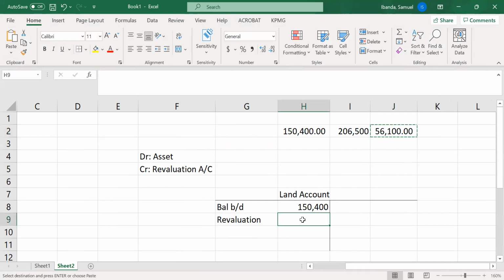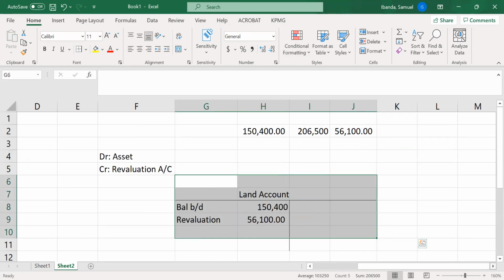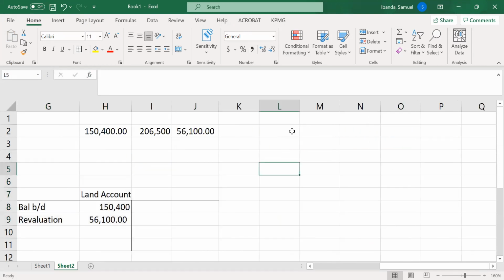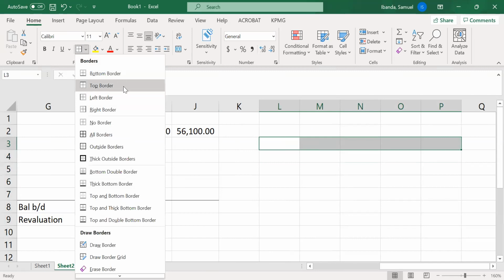It is this 56 that. Now, as you have your land account, remember you have your revaluation account, which we are doing as a general account. So let's say I'll draw mine here.